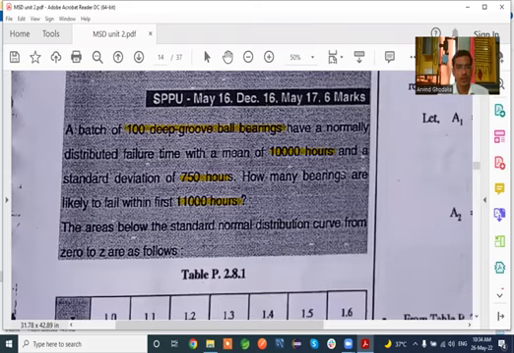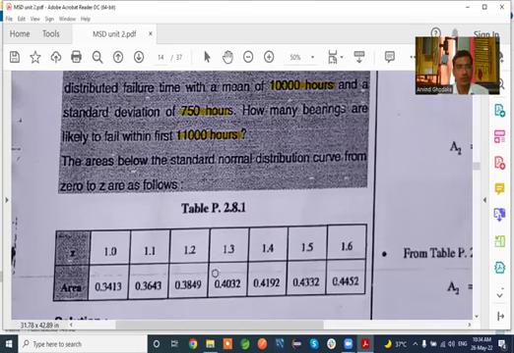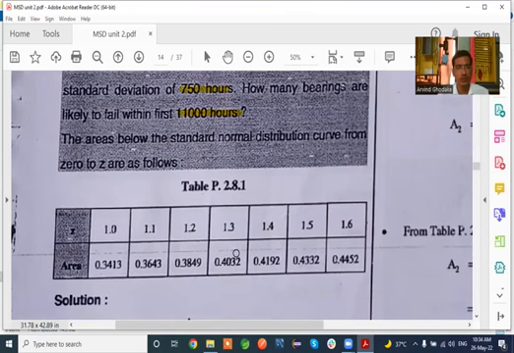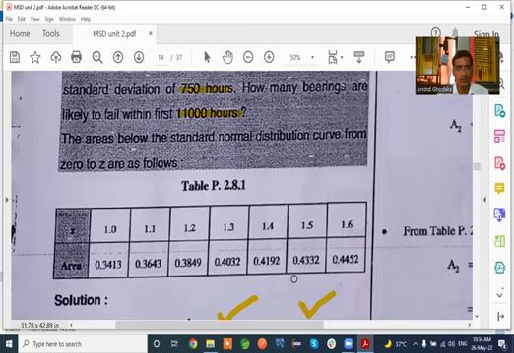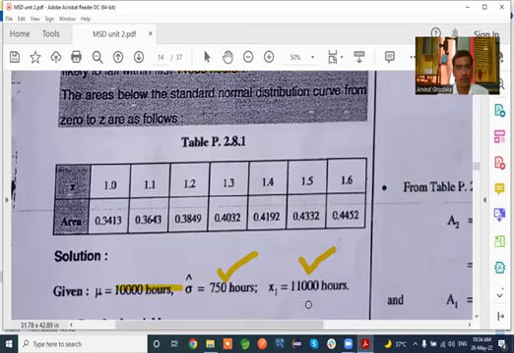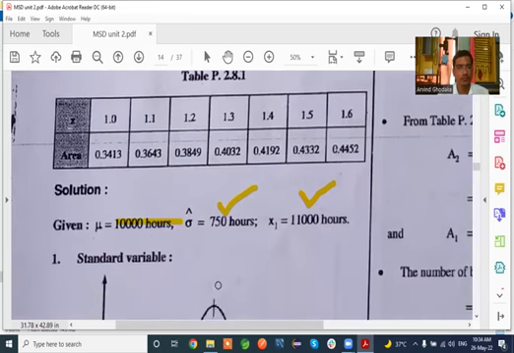The area below the standard normal distribution curve from Z equal to 0 to Z is given as follows. These area values are given for Z equal to 1, 1.1, 1.2, 1.3, 1.6. Solution: the mean, mu, is given as 10,000 hours, and the standard deviation is given as 750 hours. X1, the first observation, is likely to fail at 11,000 hours.